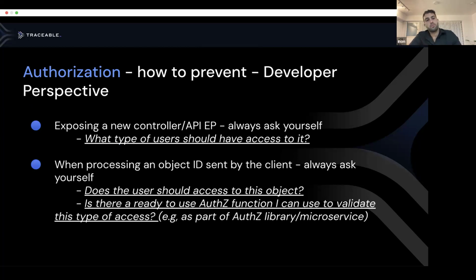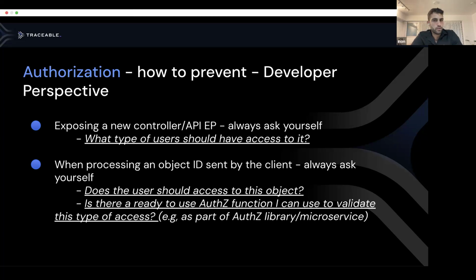First of all, the most important part is when you expose a new controller or a new API endpoint, you should always ask yourself, what type of users should have access to this endpoint or function, to make sure that only people from the right group or the right role are accessing this endpoint. And then on top of that, when you process an object ID that was sent by the client, you also need to make sure that the user actually has access to this object.